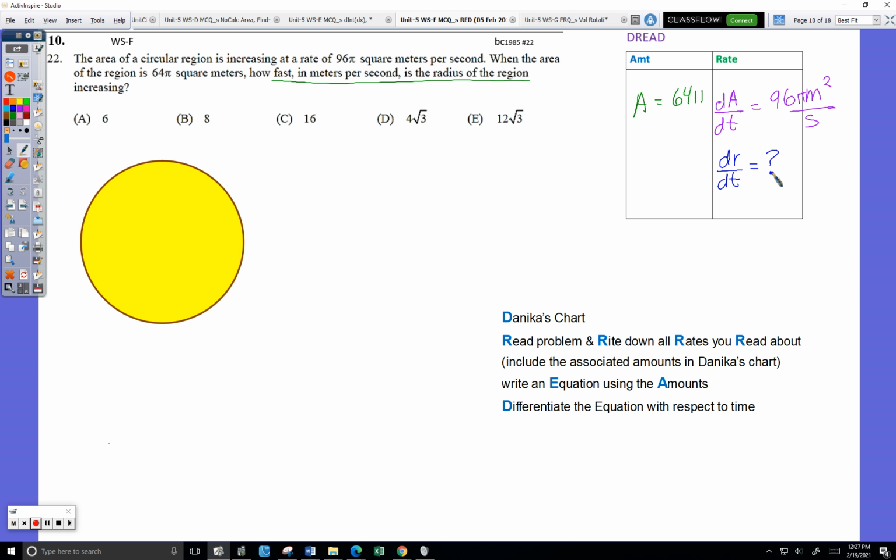Okay, so I follow, it's definitely related rates because they are giving me one rate. It is related to the other. So I follow the little dread thing. I've got my Denikus chart going here. So I put an R right here. I need an equation that uses the amount. Hands up.